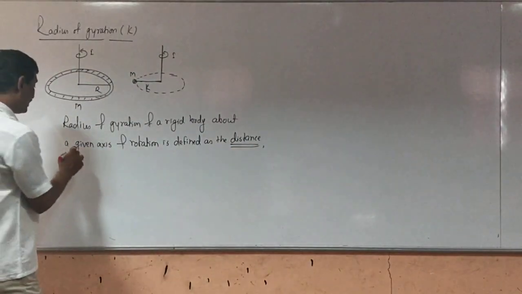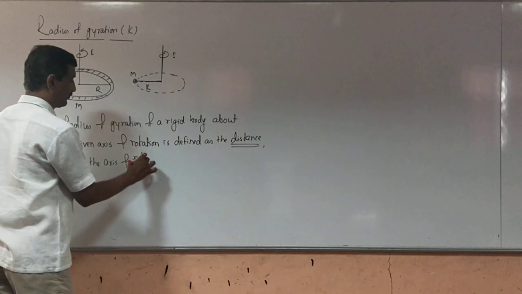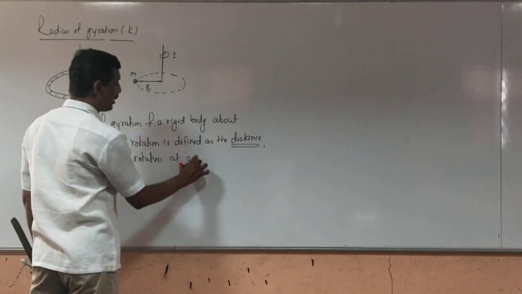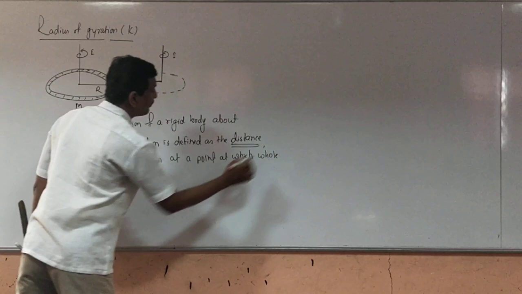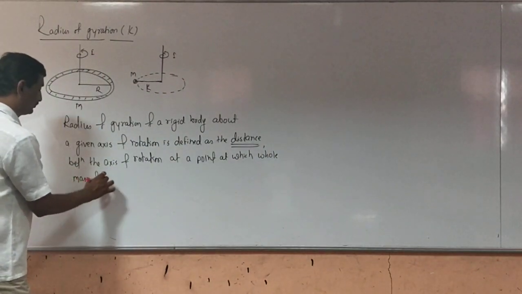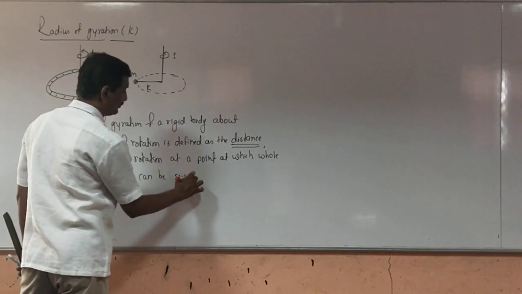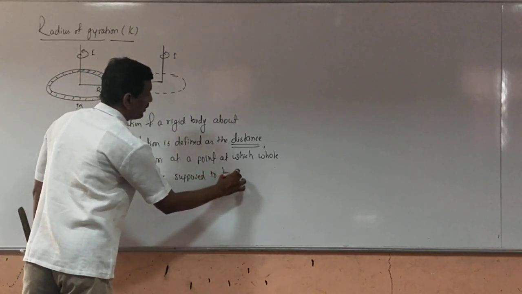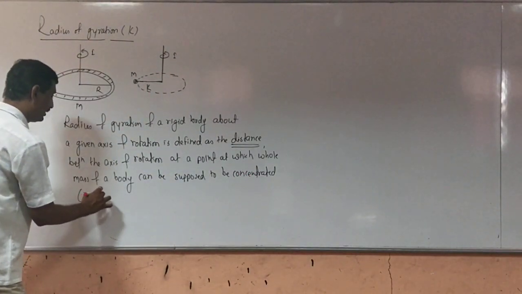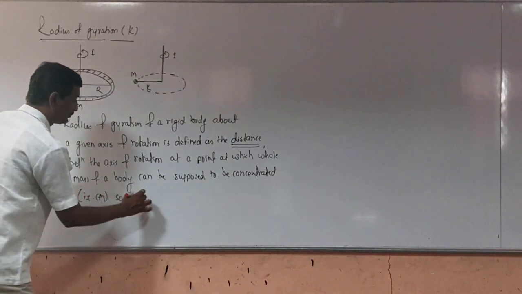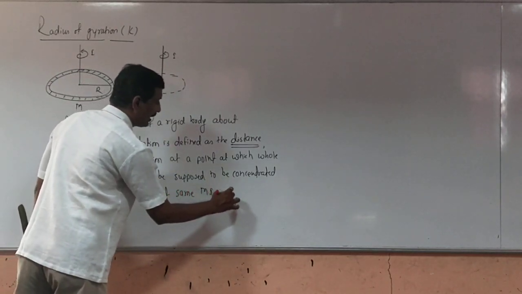Which distance? The distance between the axis of rotation and a point at which the whole mass of a body can be supposed to be concentrated, so as to get the same moment of inertia as that of the body.